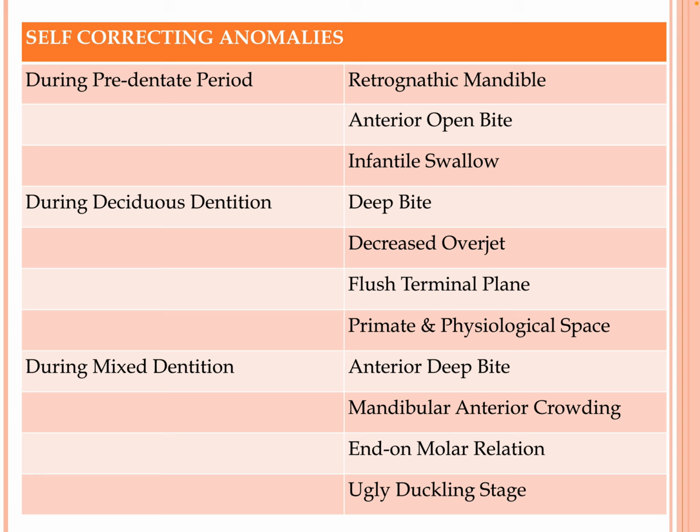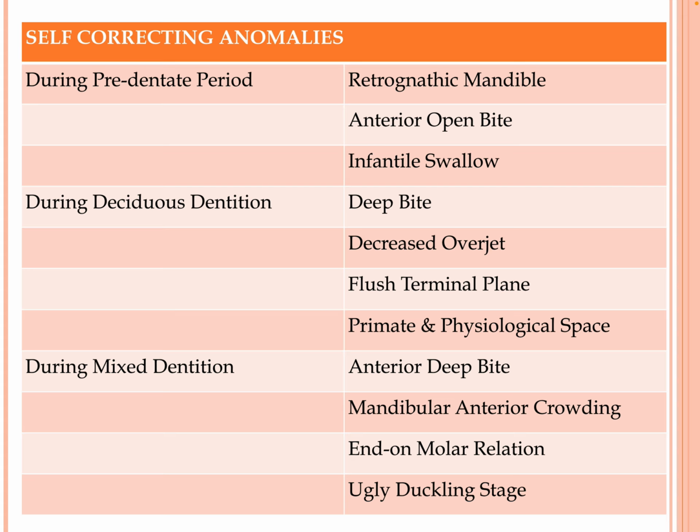Deep bite is corrected by attrition of incisors and also by mild proclination of the permanent incisors. Decreased overjet can be corrected by the eruption of the molars. Flush terminal plane relation can be corrected by the movement of the molars during the eruptive phase of the first permanent molar. Primate and physiologic spaces are utilized during the eruption of the permanent teeth and will be resolved by eruption of the corresponding teeth.